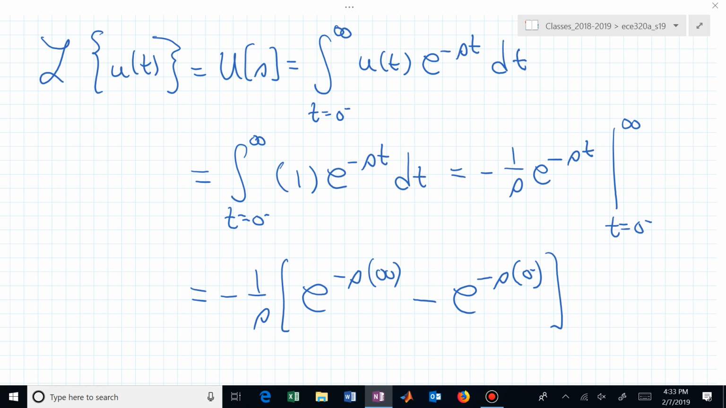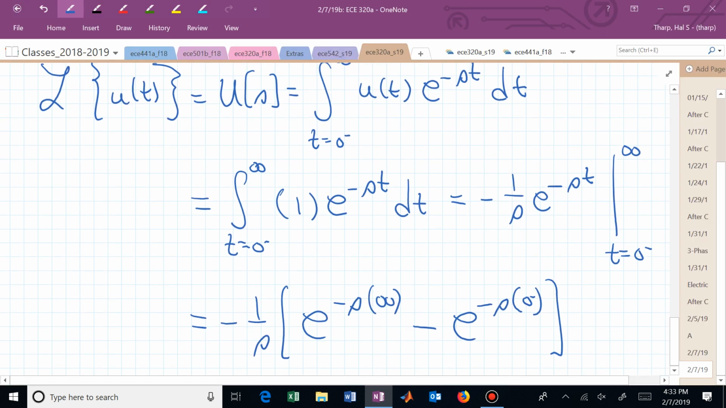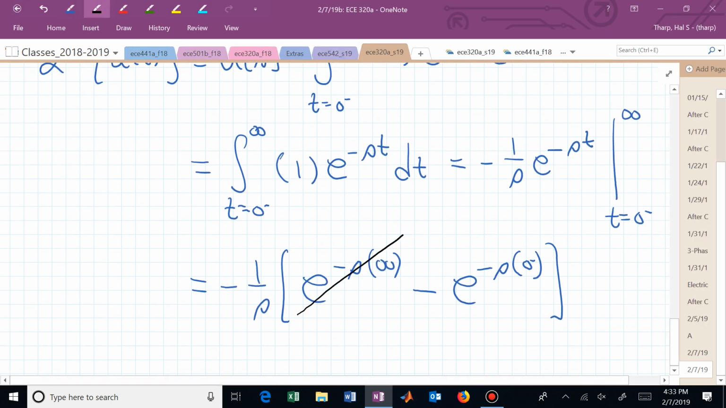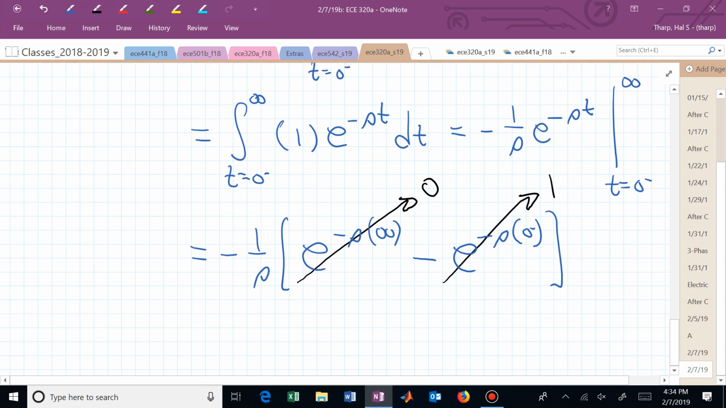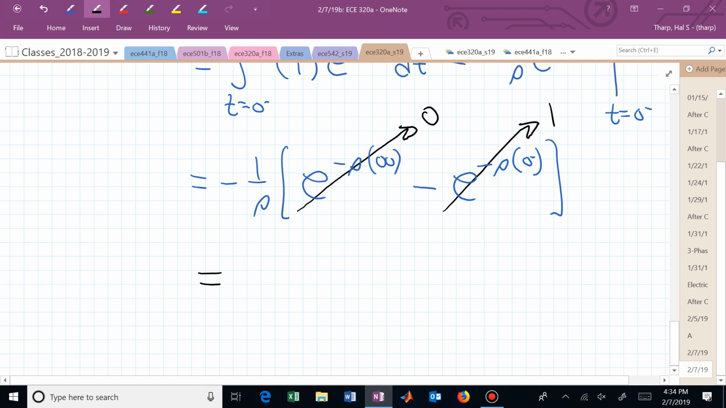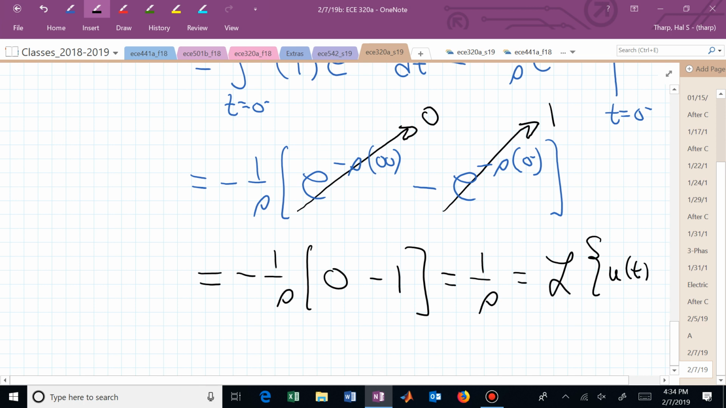And do we know anything about these values? So this one vanishes, does it not? E to the minus a big number, that's gone. And e to the 0, that's 1. Now what we can't do is lose track of all of these negative signs. We have a negative of a negative. We have minus 1 over s times 0 minus 1. That just changes the sign of that 1 over s. Or we now have, this is 1 over s. Let me just go ahead and put it down. And what was that? That was the Laplace transform of a unit step.